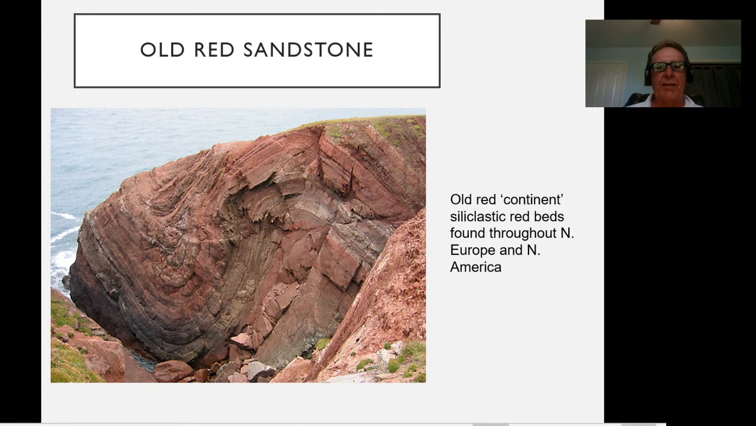The Old Red Sandstone is, again, this famous rock. This is an outcrop in Scotland of the typical Old Red Sandstone, and you can see here that it is folded. These rocks have been deformed, and they were deformed during the collision of Europe with North America. So this is where it gets its name. If you look around even the eastern coast of North America, you find Devonian features. Very typically, there'll be this bright red color.